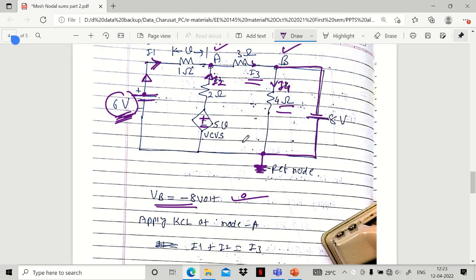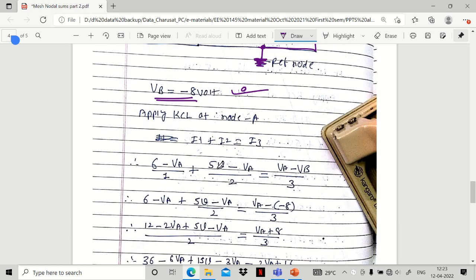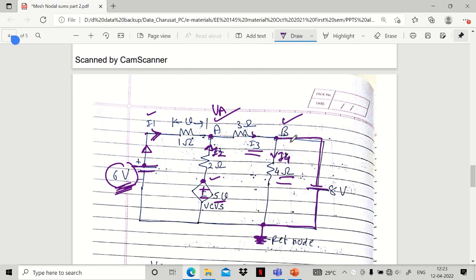Plus I2. Again, I2 is flowing from this node to VA, so obviously the potential of this node is higher than VA. And what is the potential of this node? It is phi into small v. So I2 is phi into small v minus VA upon 2 ohm, and it is equal to I3.